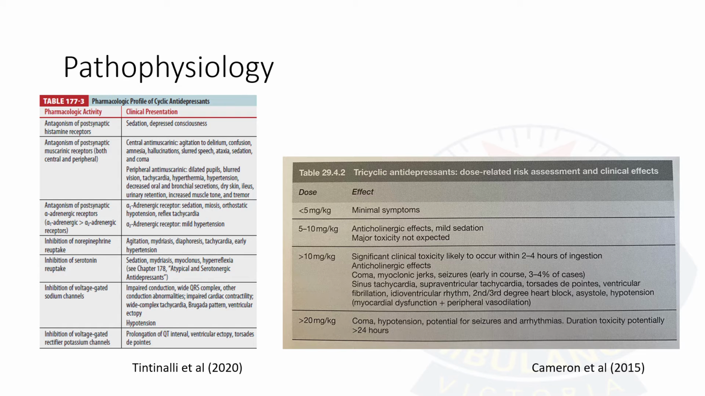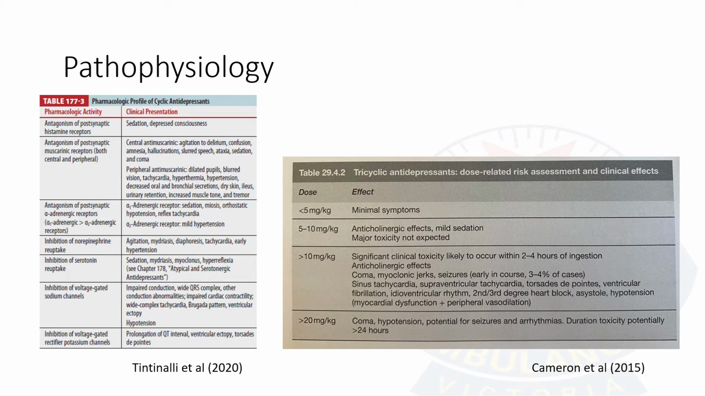The pathophysiology of tricyclic overdose is dependent on the milligram per kilo. The pharmacologic profile of tricyclics seen on the table on the left of screen shows the various actions TCAs have. These clinical presentations can be transferred to the table on the right of screen. The table on the right is from the Textbook of Adult Emergency Medicine, and it shows the likely effect of a certain number of milligrams per kilo of consumed tricyclic antidepressant.